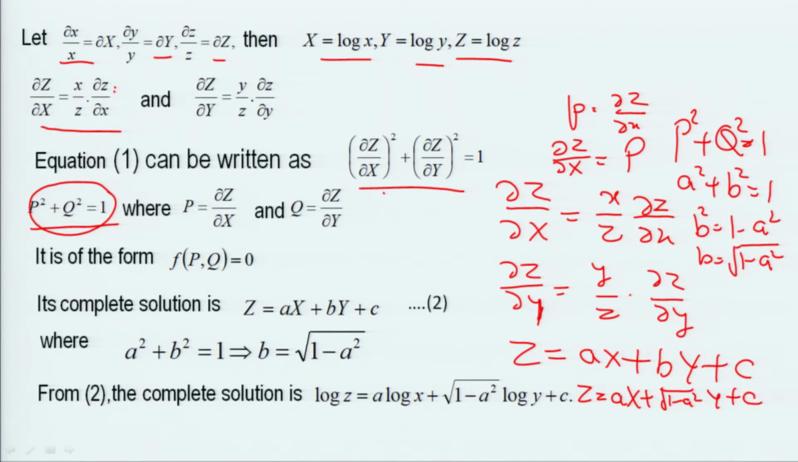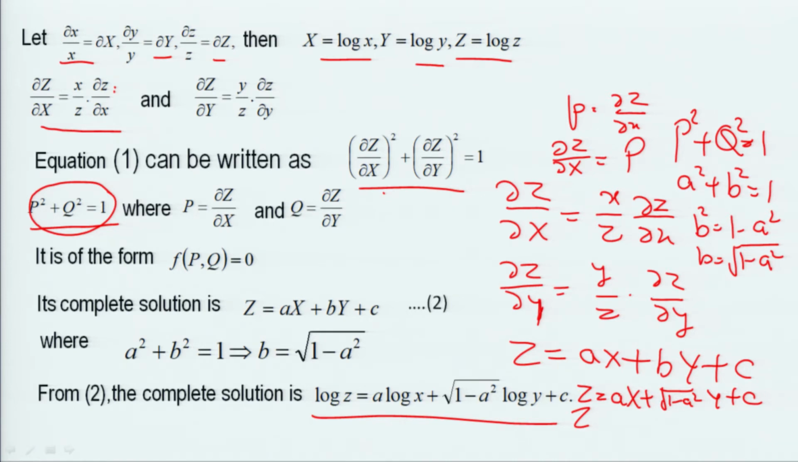But the equation is in the form of small x, small y, so we put here the value of capital Z, capital X and capital Y. Capital X is log x, capital Y is log y, capital Z is log z, and we get the required solution, that is log z is equal to a log x plus under root 1 minus a square log y plus c. This is the required solution of the given equation.